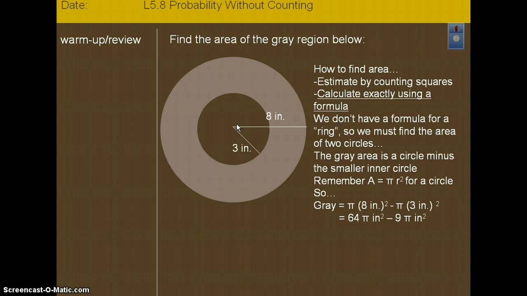8 inches squared would give us 64 pi inches squared, whereas the 3 inches squared would give us 9 pi inches squared. So if we subtract 64 pi inches squared minus 9 pi inches squared, this is really a lot like like terms, we have 55 pi inches squared. This represents an exact answer because we have not yet rounded anything. In order to find the rounded answer, we would in fact substitute 3.14 for pi, coming up with 172 7/10 square inches represents the gray region.